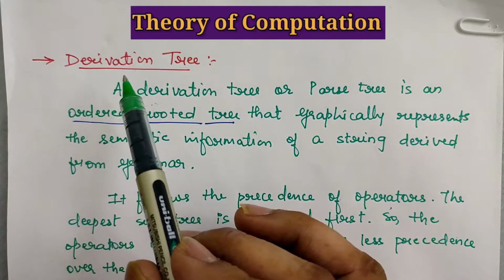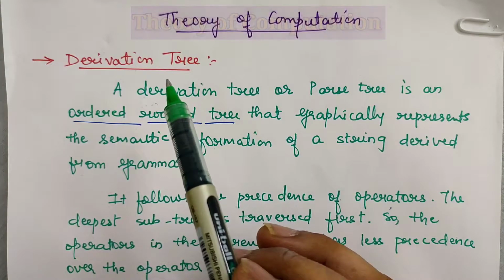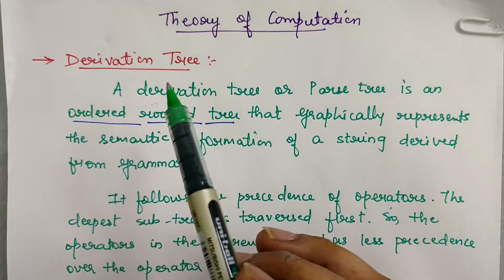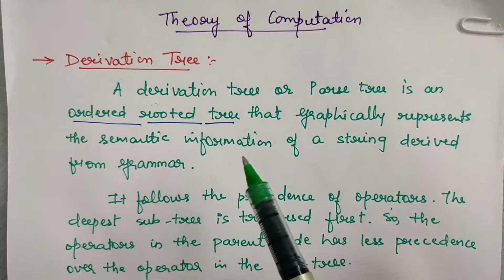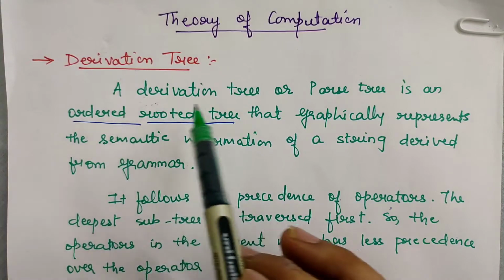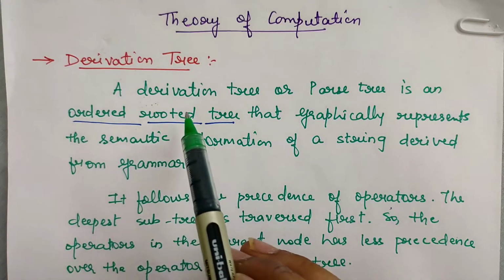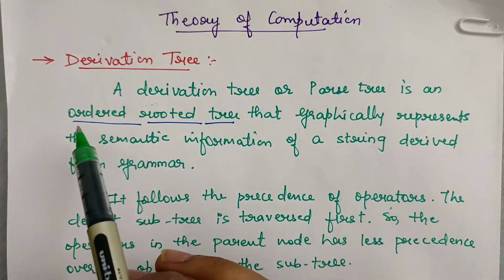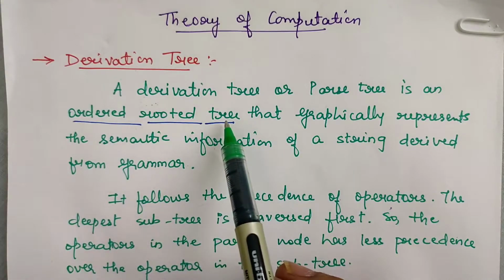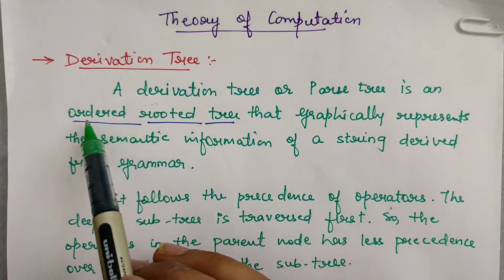In this video, we are going to see derivation, then types of derivation and some examples of deriving a string from the given grammar. A derivation tree or a parse tree is an ordered rooted tree. My dear friends, you have to focus on this. It is an ordered rooted tree. So this tree is a rooted tree, that means there is a root, and it is ordered.